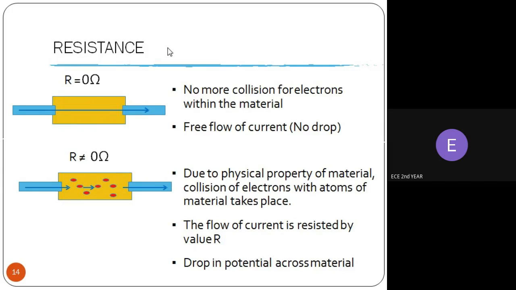So when we include a resistance inside a circuit, it is used to resist the flow of current and will drop the voltage across this resistance.